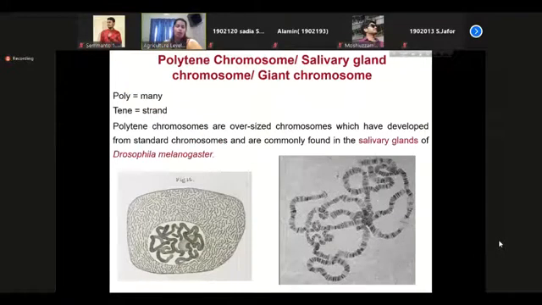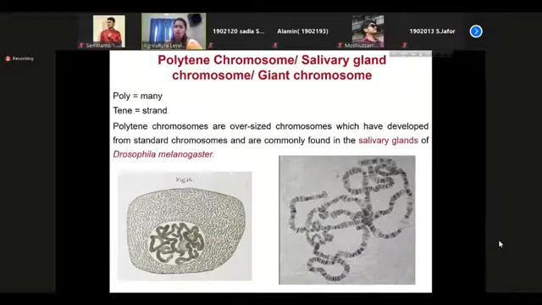Now we will talk about another type of giant chromosome. It's called polytene chromosome, or also called salivary gland chromosome. I told you that the lampbrush chromosome is larger than the salivary gland chromosome. But what is the salivary gland chromosome? The other name of salivary gland chromosome is polytene chromosome.